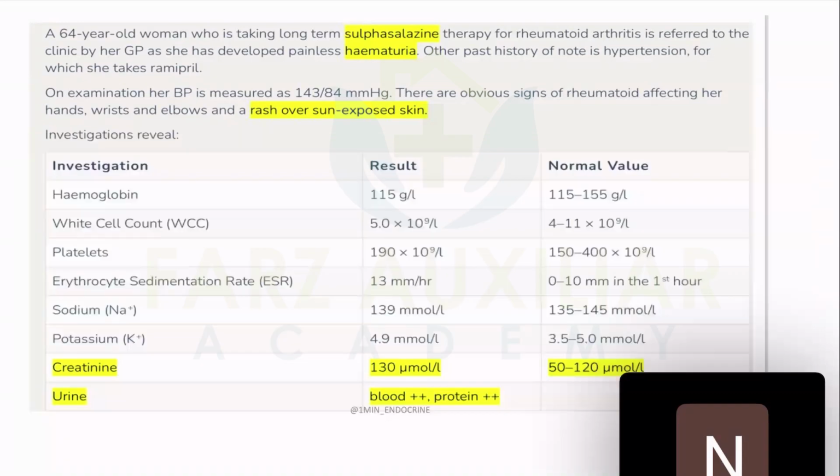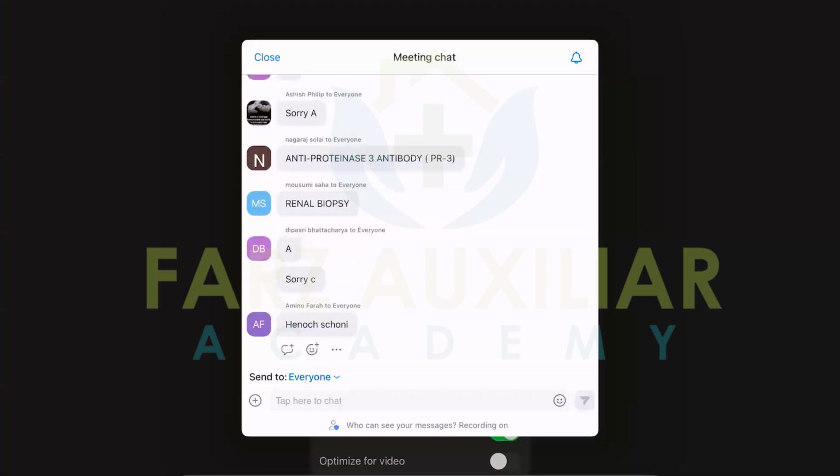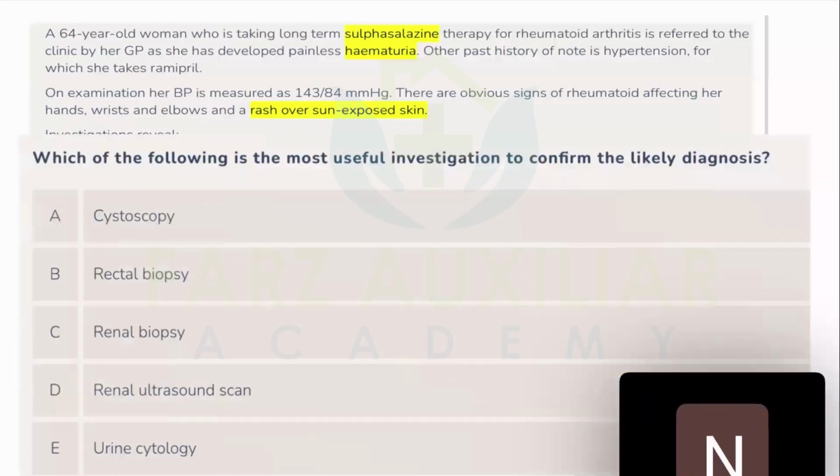Everybody got a diagnosis here, right? There is a rash over sun-exposed skin, a history of sulfasalazine exposure, and signs of rheumatoid features, right? The patient also takes ramipril. Painless hematuria is there. With a rash over sun-exposed skin, there is only one diagnosis in MRCP, right? Let's see what options you have given. These are the options.